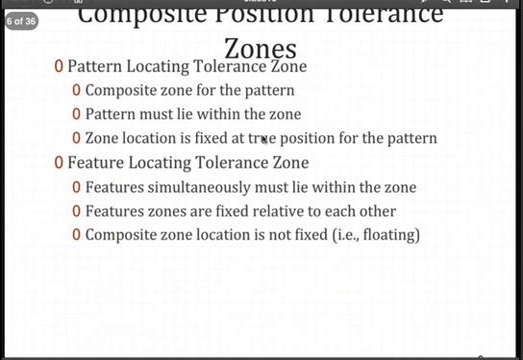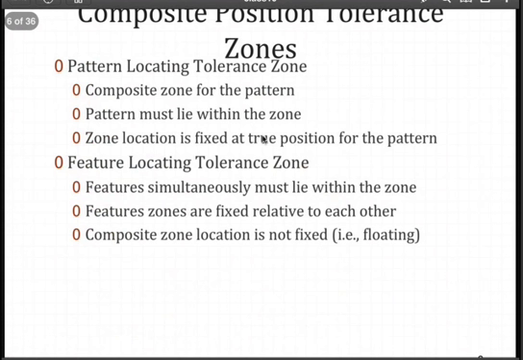Whereas for the feature locating tolerance zone, the position is floating. So there is no true position. We only fix the tolerance zones relative to each other. And so we're not so concerned about where the pattern is as much as how the features in the pattern are related to each other. Now, as I said before, the size of this tolerance zone is smaller, and so it's a further restriction on the relationship.